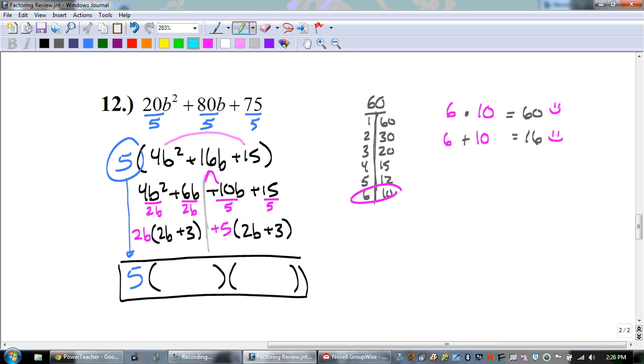Okay, so there we go. Those matched. I did it right. I get 2b plus 3. And then our other binomial, 2b plus 5. And it doesn't matter which order you write those in. Okay? But your GCF, the 5, does go out front.